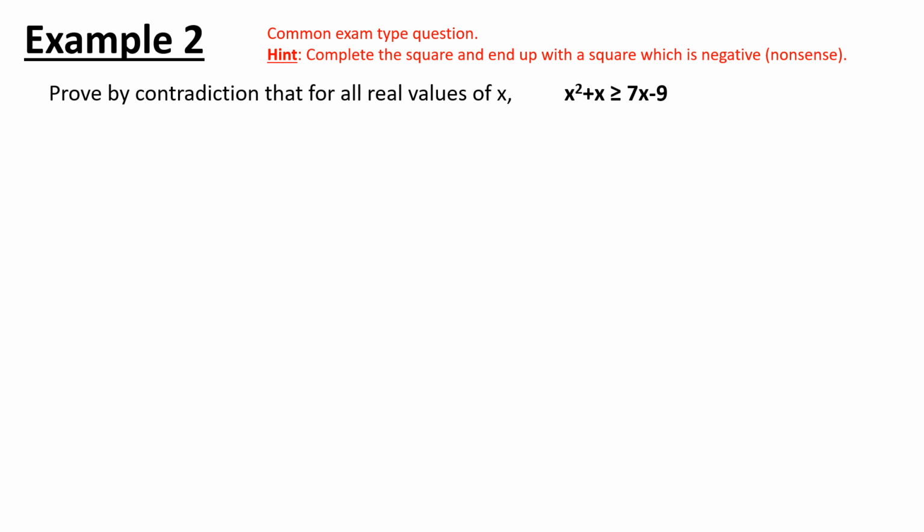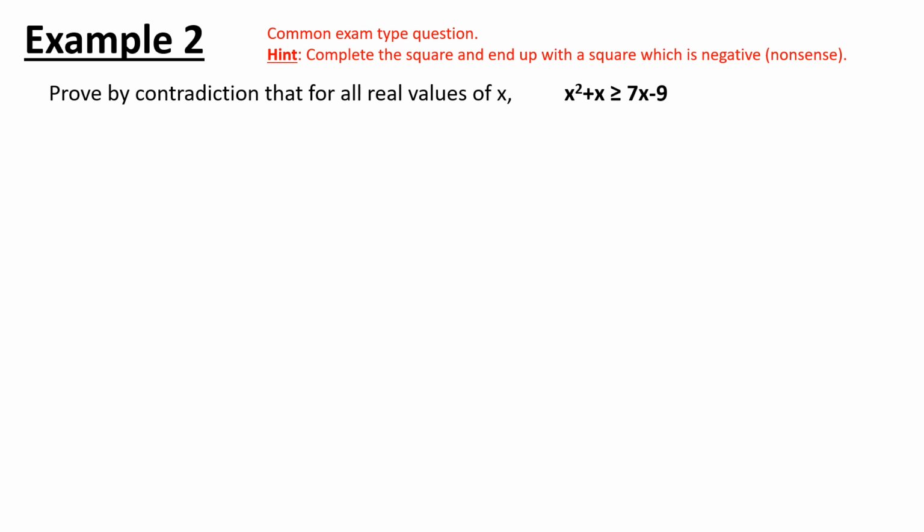by contradiction. So the hint at the top, with this one, the trick is use completing the square and end up with a square which is negative, which is obviously nonsense because you can't have a negative square number. So that's the hint for this question.